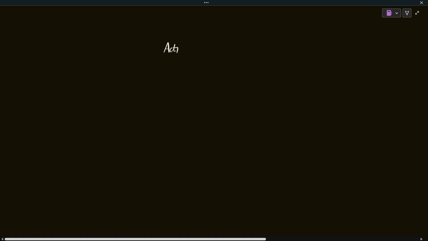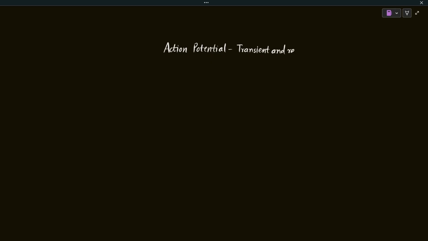So we are going to learn about action potential, which is a transient and regenerative signal, and this is caused by changes in ion permeability.